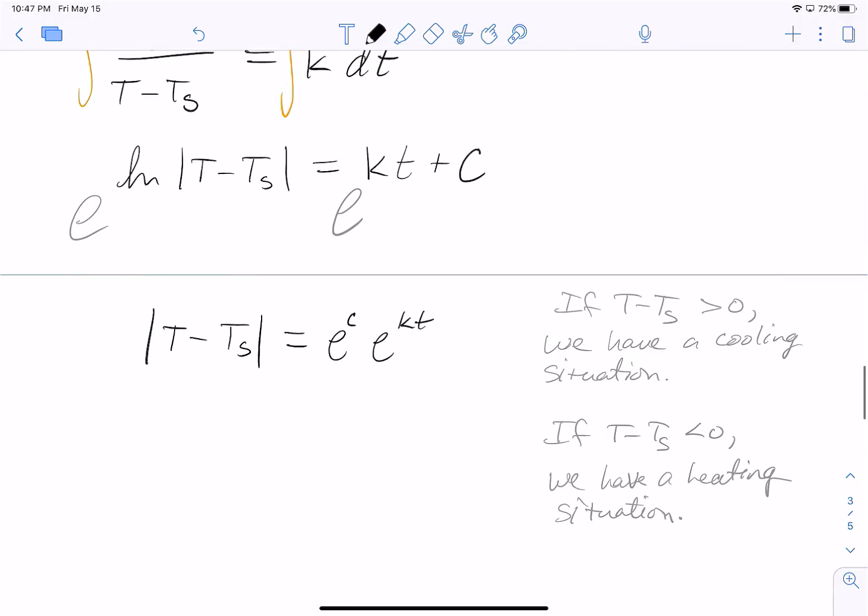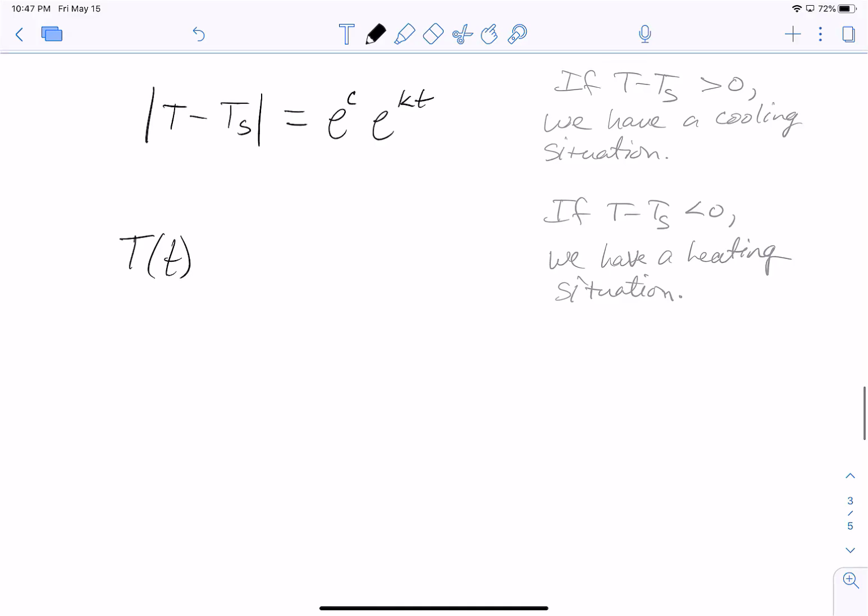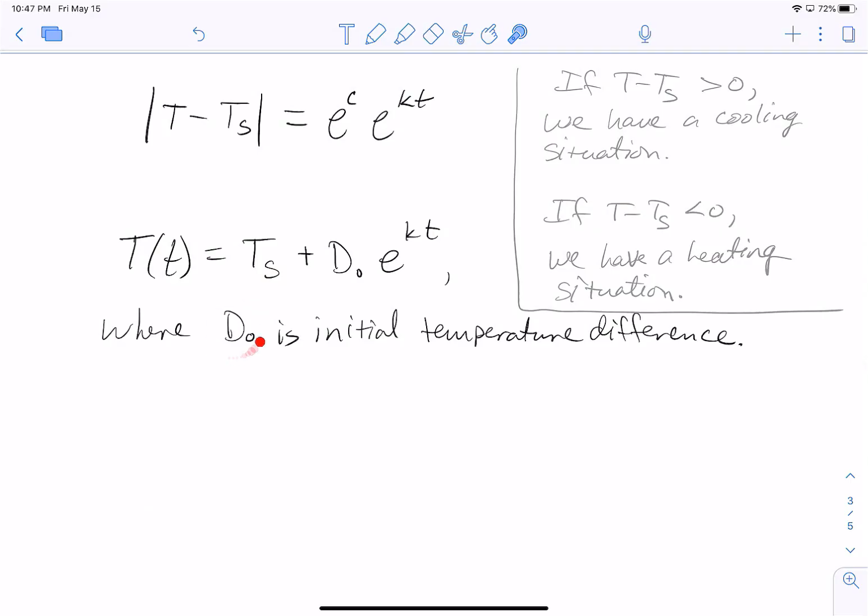Now I'm going to avoid the entanglements of an absolute value equation and say that we end up with temperature as a function of time. So T of t is equal to T sub S plus D sub 0 e to the kt, where D sub 0 is the initial temperature difference. And the sign of D sub 0 will be positive or negative depending on what situation we have. I'm going to put that equation into a box, and then we're going to look at a visual.